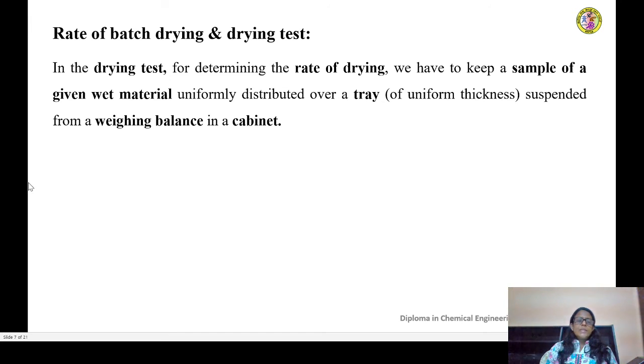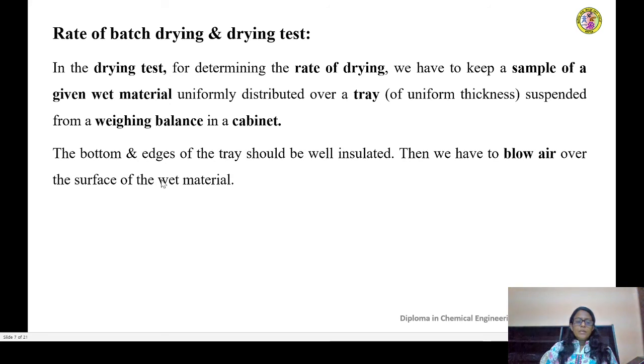So what exactly do we do in a drying test? To do a drying test mainly involves the determination of the rate of drying, and for that purpose we need to keep a sample of the given material spread uniformly over a tray of uniform thickness, and that tray will be suspended from a weighing balance in a cabinet. So this is the kind of setup we require to conduct a batch drying test. The bottom and edges of the tray should be well insulated, and then we have to blow air over the surface of the wet material.